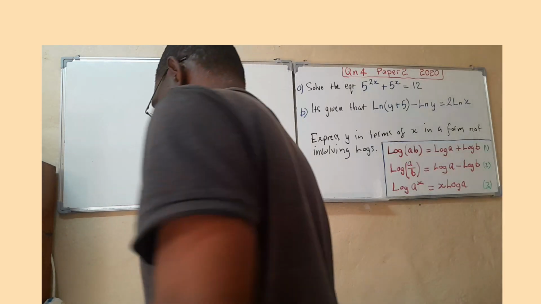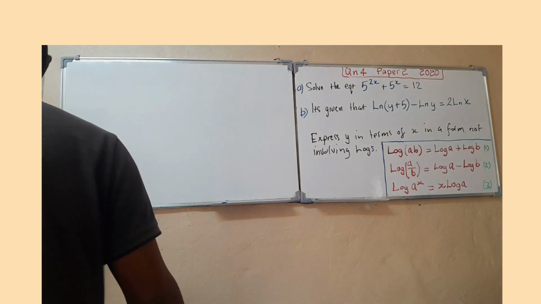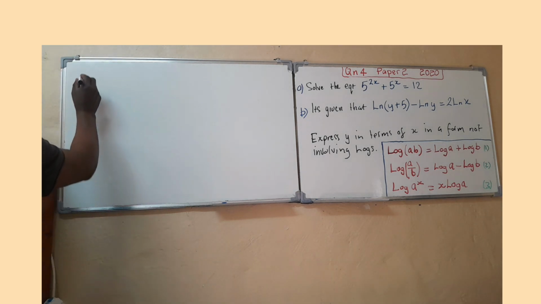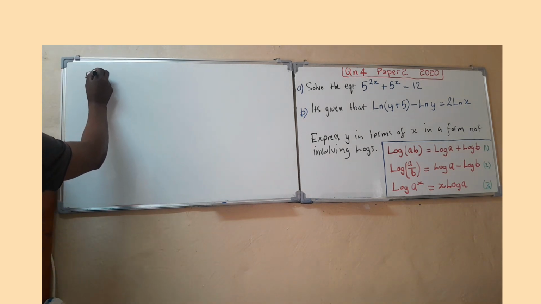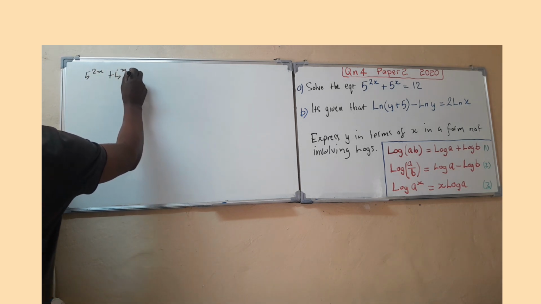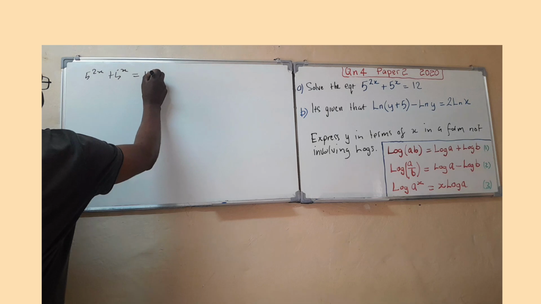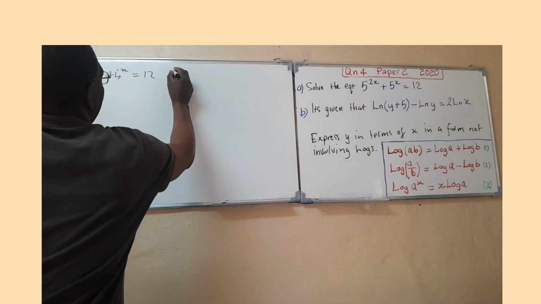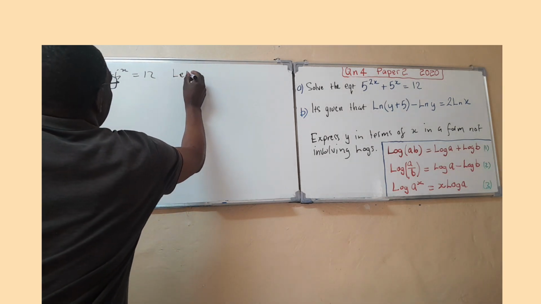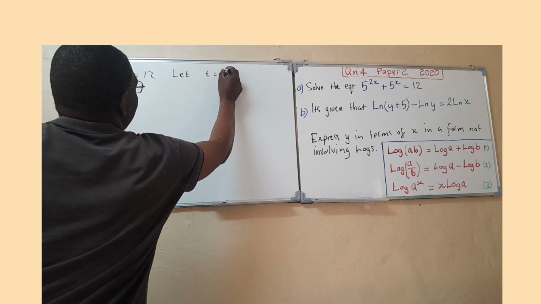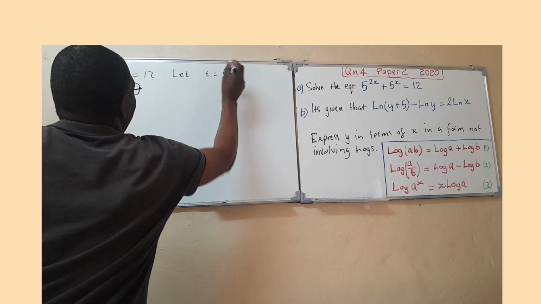Let's see if we can tackle the first part of the question. I'll write it over here. It says 5 to the power 2x plus 5 to the power x is equal to 12. That's what it says. Now what do we do here? Okay, let t equal to 5 to the power x.